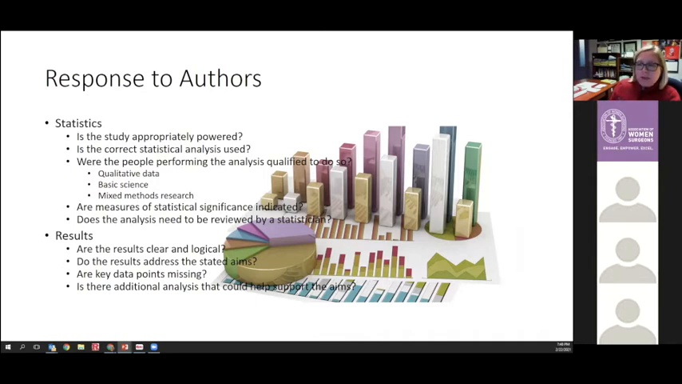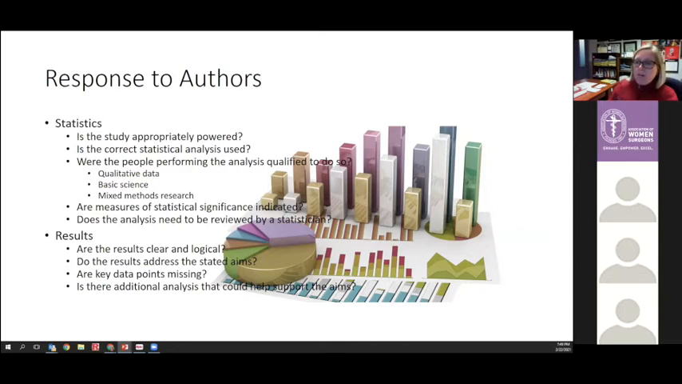And then mixed methods. The term mixed methods gets thrown around a lot, and I think probably a lot of people don't fully understand what that means. And so really look, drilling down and seeing if the methods used were appropriate to call it a mixed methods project.